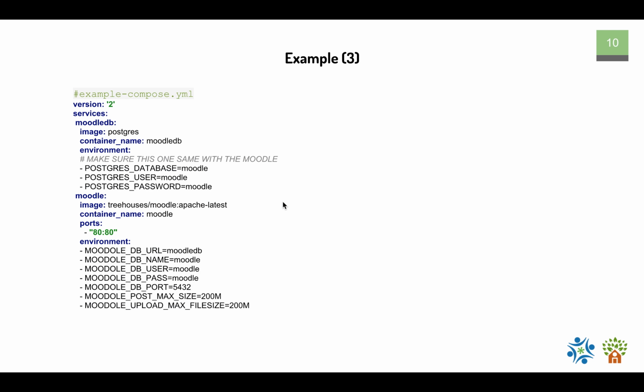So this is the example of our Moodle. It is the one that we built. It is called Treehouses Moodle, and this one is the example for installing the stuff with Apache. Basically, this is the definition. We have services, MoodleDB and Moodle. One is for the database and one is for the Moodle itself.